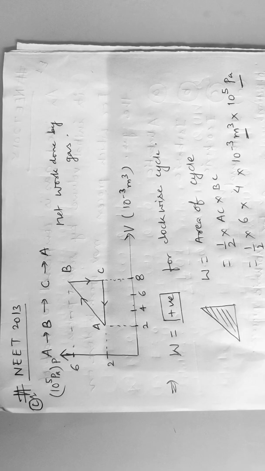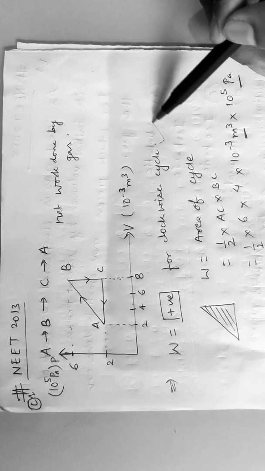You can make out the solution by yourself. Okay, next, this is an indicator diagram and it is a cyclic process from A to B to C to A. Now it is like net work done by the gas. Dear student, here volume is given in terms of 10 raised to the power minus 3 meter cube. Pascal is its SI unit.